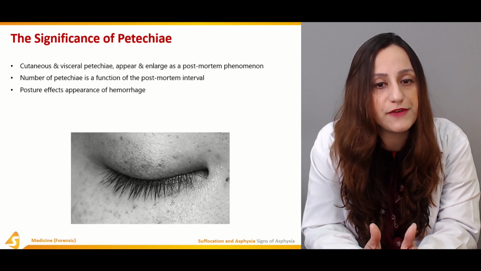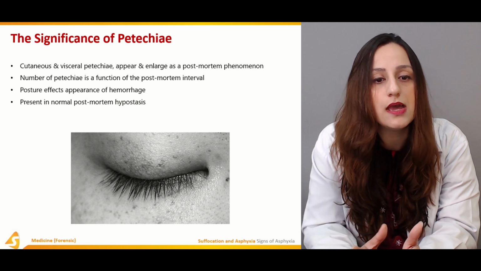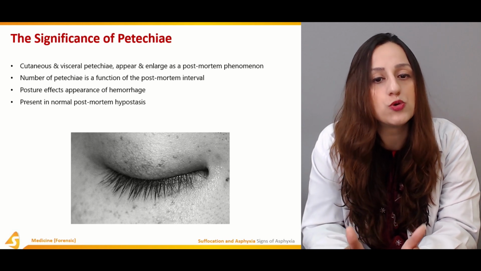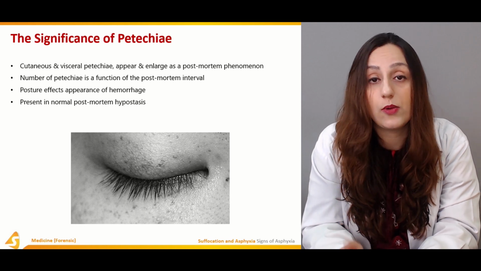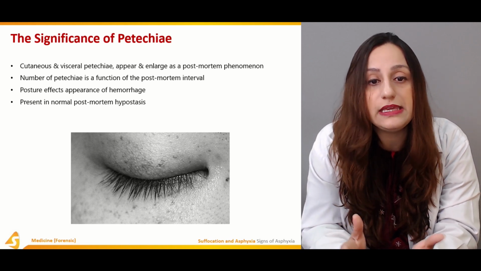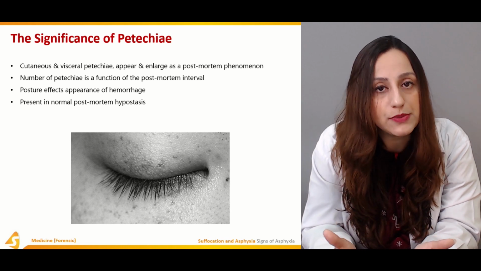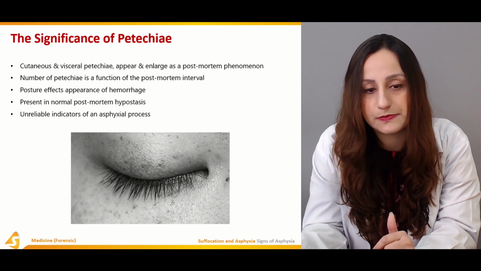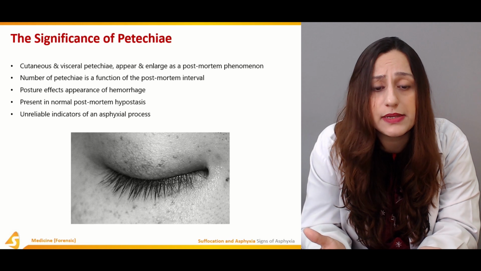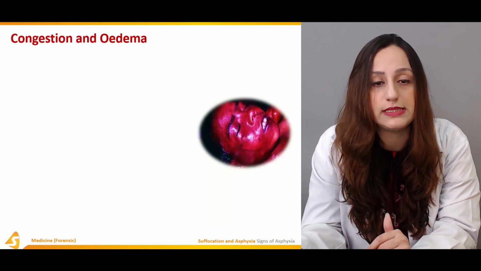The posture affects the appearance of the hemorrhages, and this is very important. It is present in the normal post-mortem hypostasis even over here. So it is not quite significant to asphyxial deaths, and even in normal post-mortems, these petechial hemorrhages or Tardieu spots are found even in non-asphyxial deaths. It is an unreliable indicator of asphyxial deaths, so we cannot really rely on these methods.